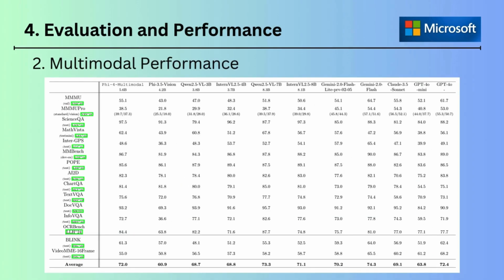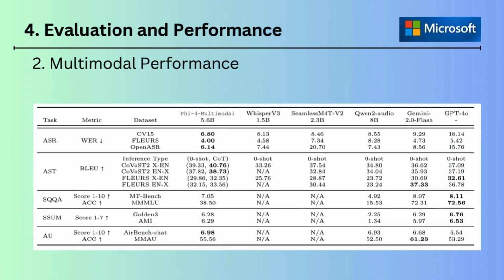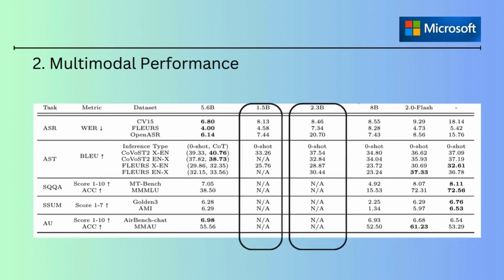2. Multimodal performance. Phi-4 Multimodal performs exceptionally well across vision, speech, and audio tasks. Vision language: outperforms Qwen2.5-VL, InternVL 2.5, and Gemini 2.0 Flash in OCR, ChartQA, and Science QA. Speech and audio: ranks number 1 on the OpenASR leaderboard, surpassing Whisper V3 and Seamless M4T.